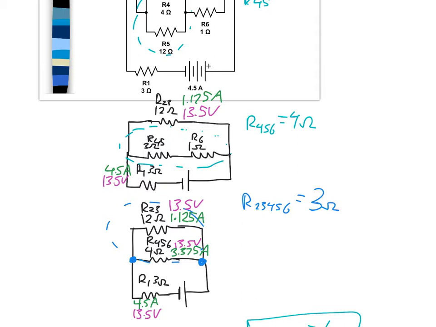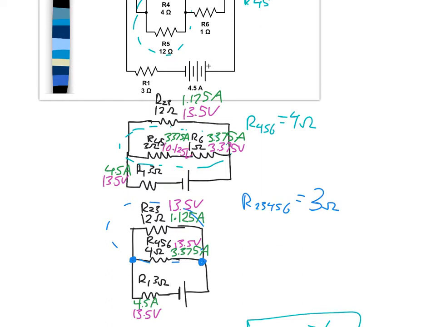We can now step this back one more. We're going to take this R456 and separate it into R45 and R6. So they were connected in series, which means that each one is going to get that full current here. So that means that each one gets a current of 3.375 amps. And then we can use Ohm's law to solve for the voltage across each. So the voltage across this one is going to be 3.375 volts. Voltage across this one is going to be 10.125 volts.